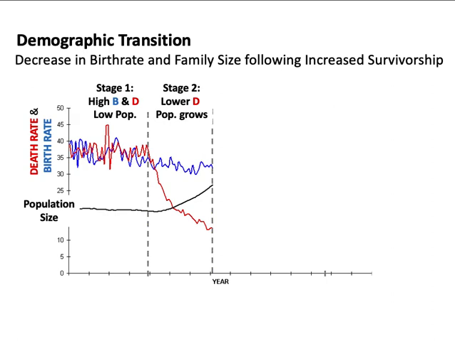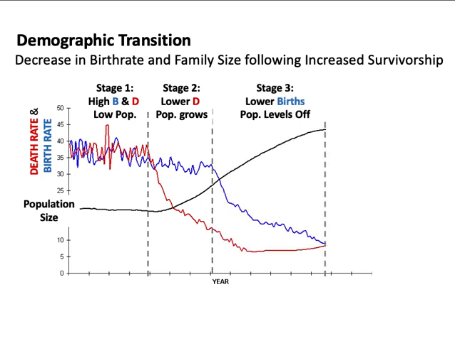In stage 2, the population experiences a lower death rate. And so as a result, the population size increases. In stage 3, the population experiences a lower birth rate, and the population increase begins to taper off or level off. And then finally, in stage 4, the low birth and death rate results in a large population. And so this is the demographic transition.